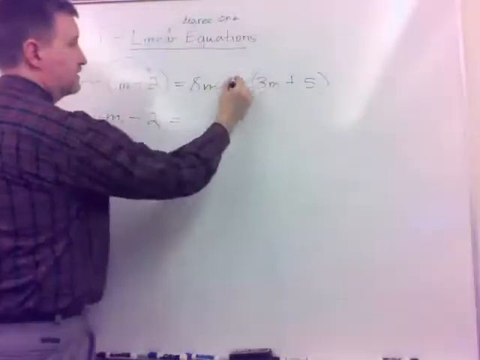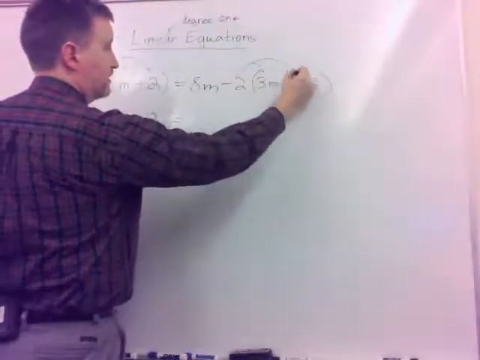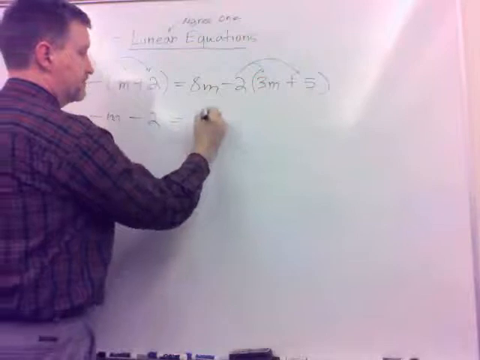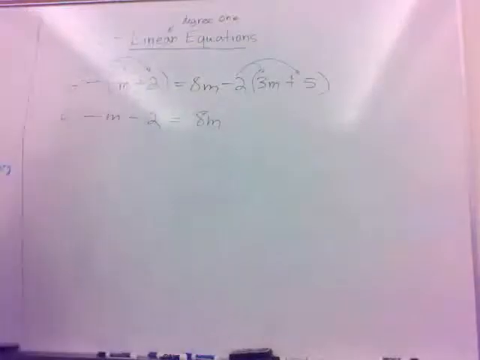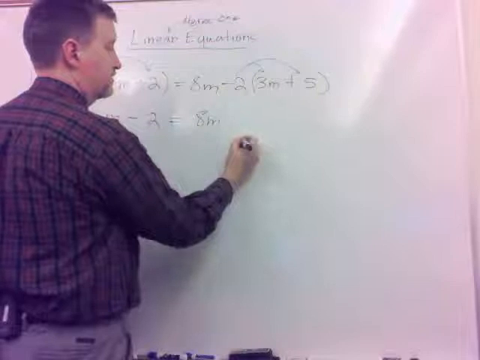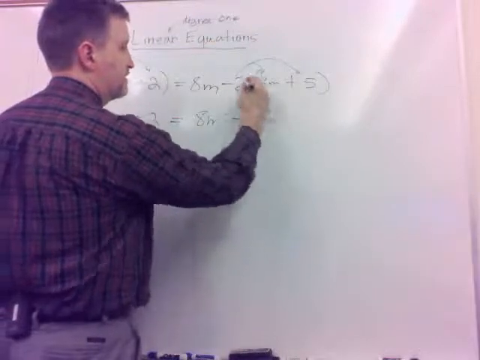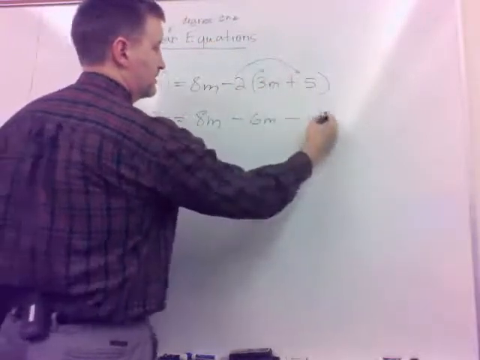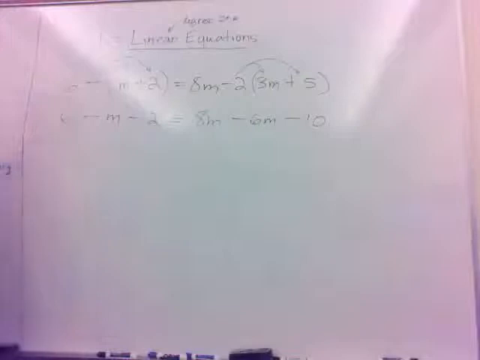Now on the right, got another distribute to do. Distribute the minus 2. Minus 2 distributed inside the parentheses, minus 2 times 3m is minus 6m, and then minus 2 times 5 is minus 10. So we've successfully removed our parentheses. Let's finish this out. Now the next step is look for the like terms.